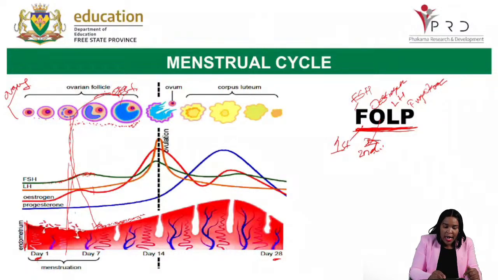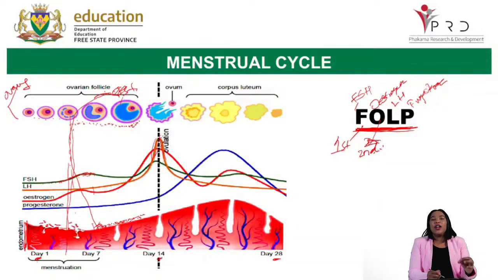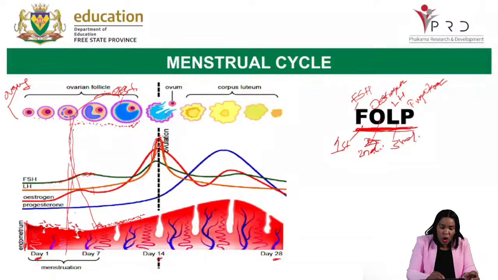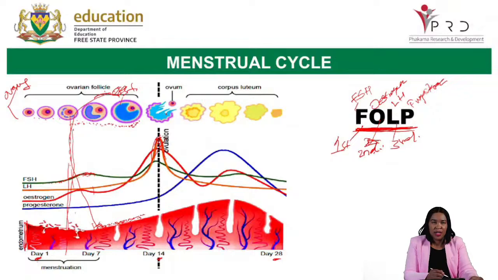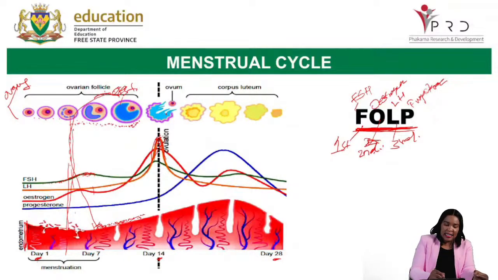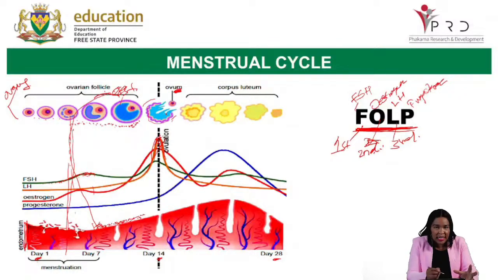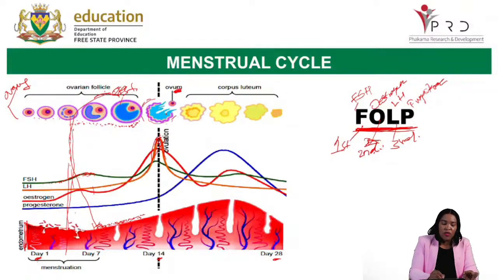And then on day 14, the pituitary gland is going to secrete hormone LH in high concentration. So LH, now we are on our third hormone. LH is therefore going to stimulate ovulation. What is ovulation? It is the stage whereby a mature follicle ruptures and releases an ovum. So that ovum is going to be released on day 14. That is called ovulation.